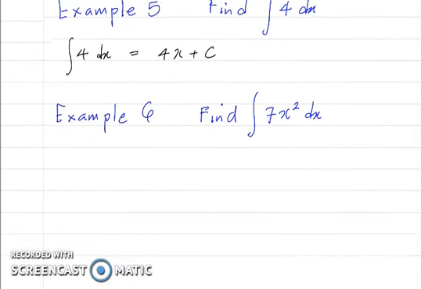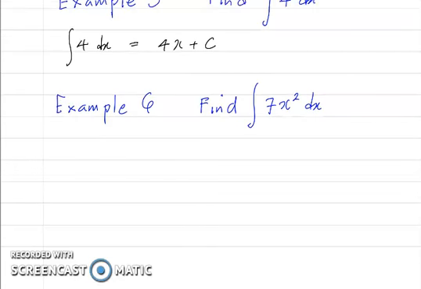Example 6, we're integrating 7 times some function f of x. So the integral of 7x squared dx would be equal to 7 times the integral of x squared with respect to x. Here we're multiplying the function x squared by 7.